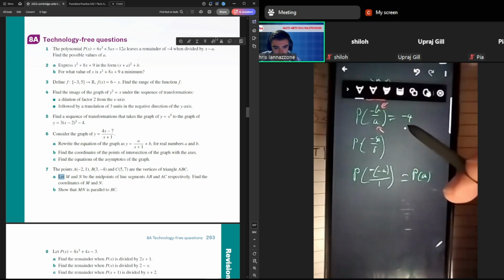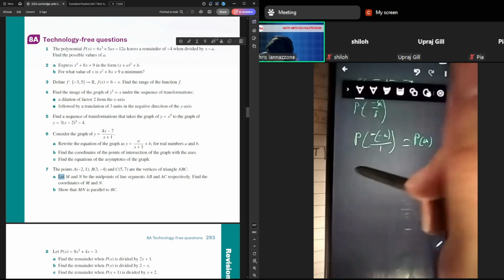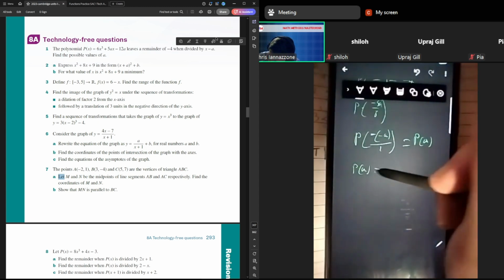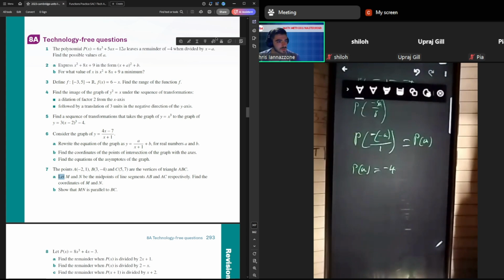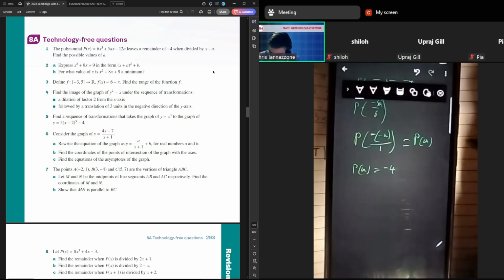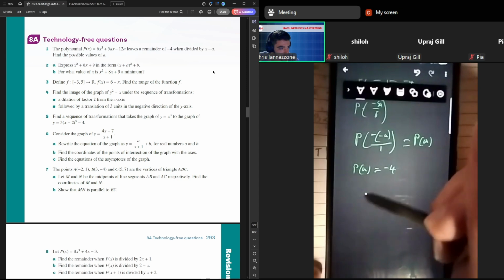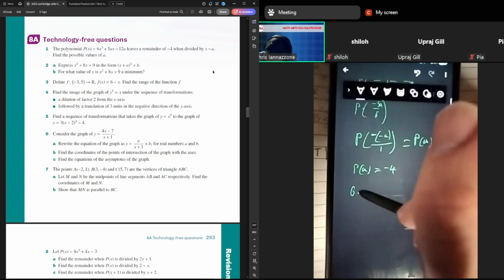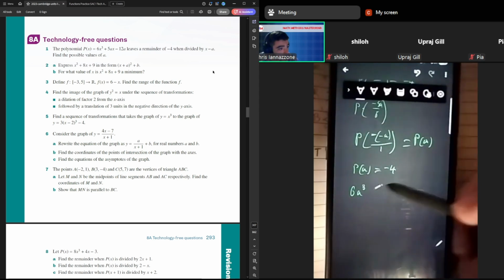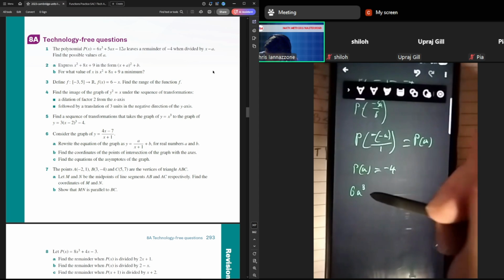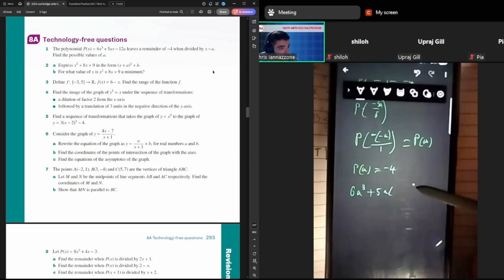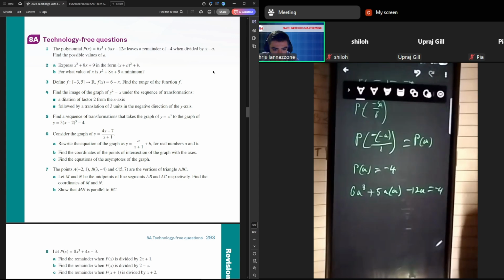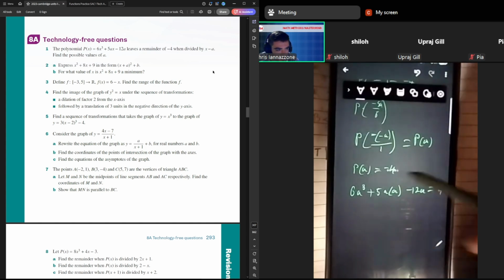So what we have is this equation that says P of A is going to be equal to -4. P of A equals -4. Well, the good news is we actually have our P of X equation. So we know P of X is the cubic. All we're going to do is replace all those X's with A's. So we're going to have 6A cubed, not all cubed, sorry, just the A, plus 5A times A again, and then minus 12A equals -4. And that's just coming straight from subbing in A into every spot on P of X.